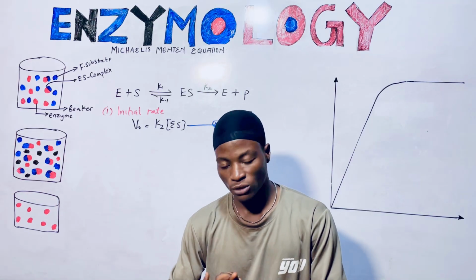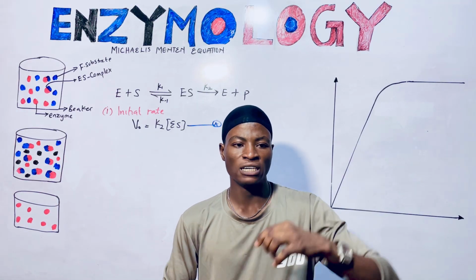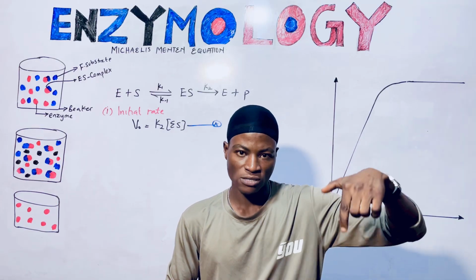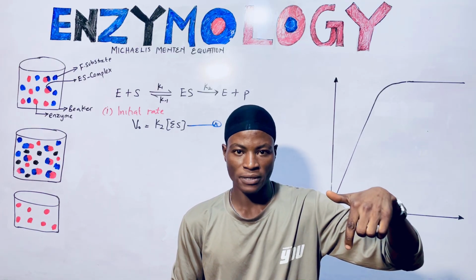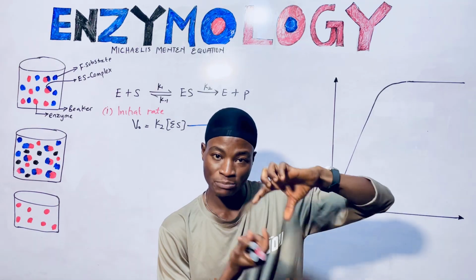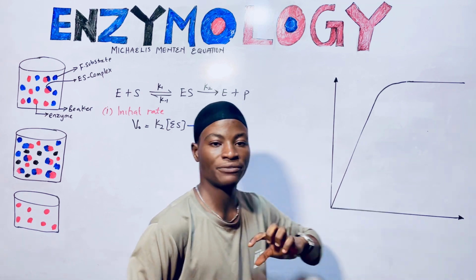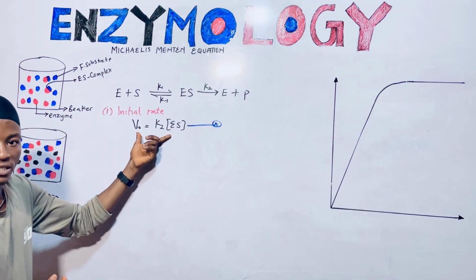The initial rate of the reaction is basically the rate of formation of ES. Are you seeing that the rate of formation of ES is basically the initial velocity, that is the initial rate, and this is basically what you're seeing here?